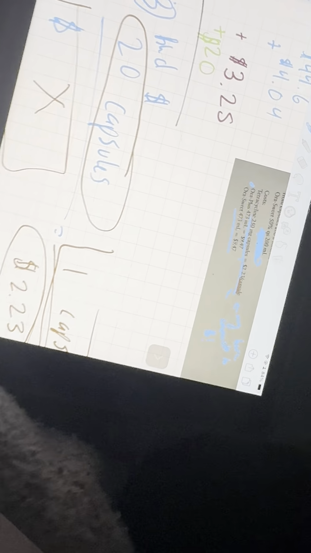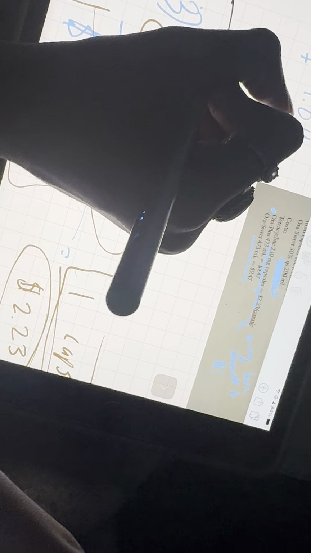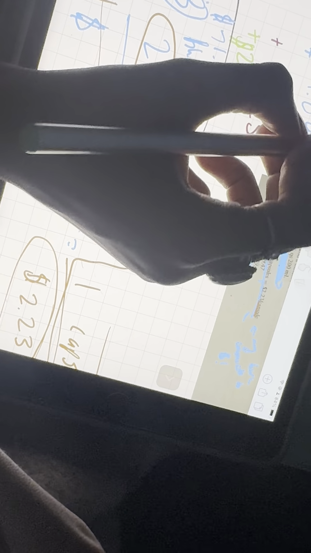Let's see what I had before. That was about $71.84. I'll just put that down. And that was the total. Oh, let me make that black actually.